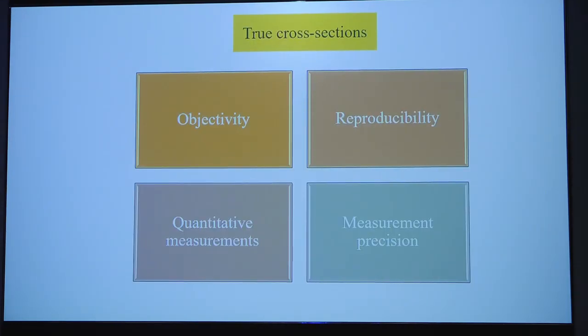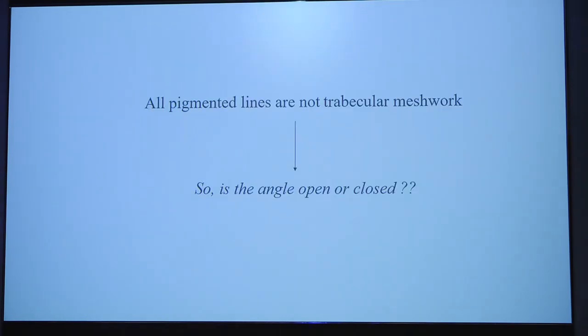It gives you true cross-sections of the angle. It has a significant amount of objectivity and therefore reproducibility. It allows quantitative measurements and has a significant amount of measurement precision. So let us see the conditions where UBM is very helpful, especially in the primary angle closure disease spectrum.